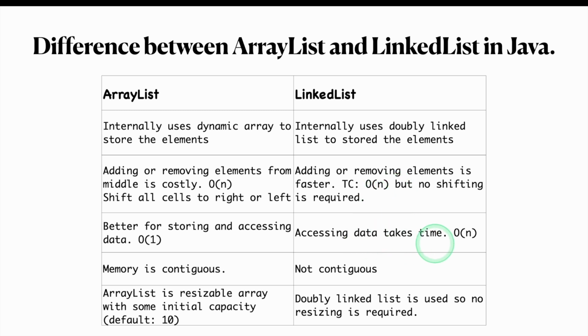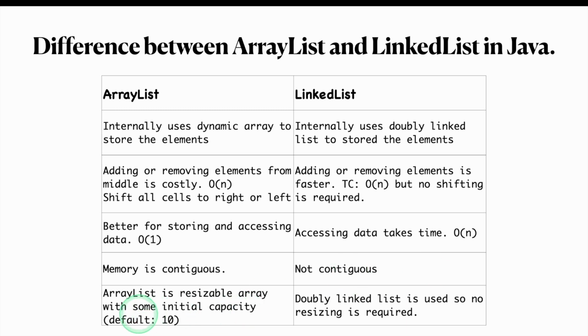So accessing data in a linked list takes O(n) time, because you need to travel through every node to get to that particular data. And in an ArrayList, if you know the index, you can directly calculate it from the base address and directly access it from the array. Here the memory is contiguous, since internally an array is implemented. That's why it makes the accessing better, right? And in a linked list it is not contiguous, of course.